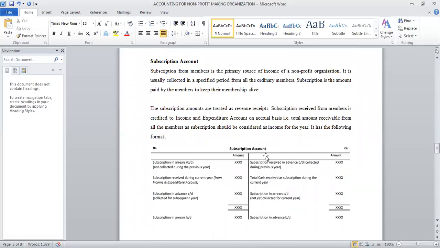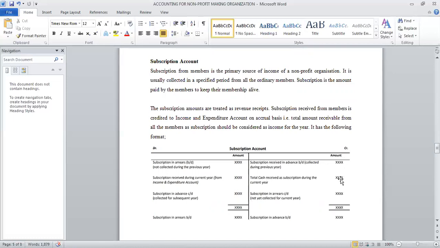Because subscription is money coming into the non-profit making organization, you will find that this amount is supposed to be credited, because actually any revenue is supposed to be credited. So the amount that we have received this year, the total cash received as subscription during the current year, is recorded on the credit side. And this amount of money, you are going to find it in the receipt and payment account on the receipt side.